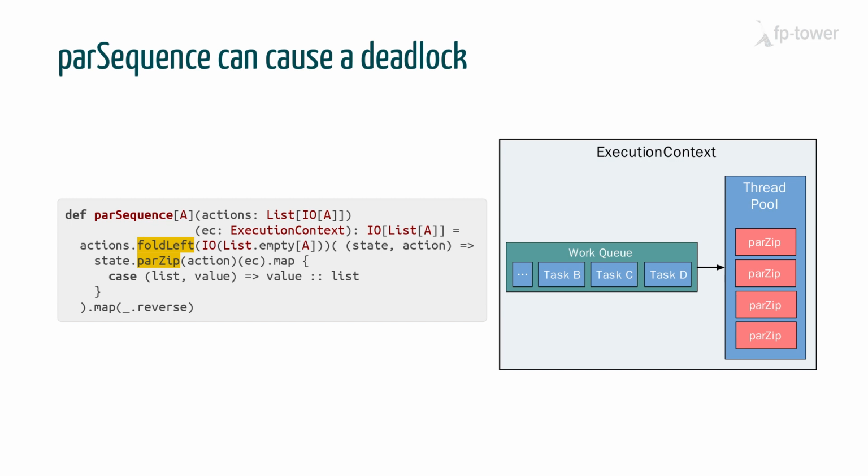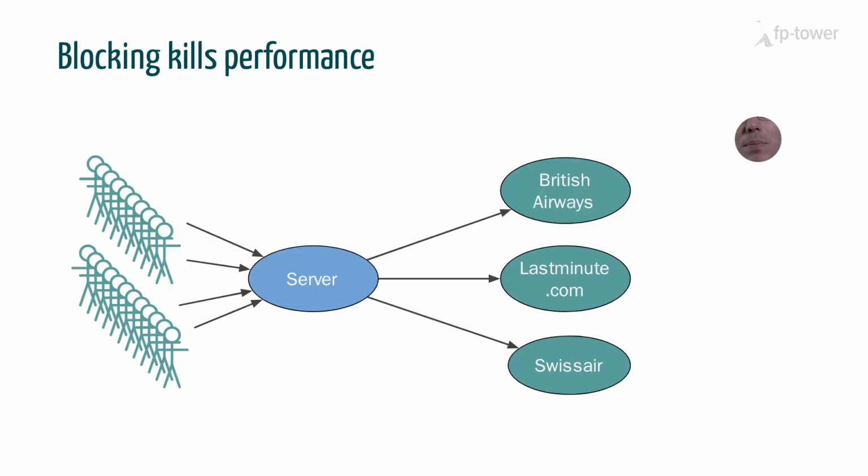If the thread pool is bounded and the list of actions to execute is long, then we may arrive at a point where all the threads in the pool are blocked, and the only way to unblock them is to execute actions in the work queue. In other words, it's a deadlock.